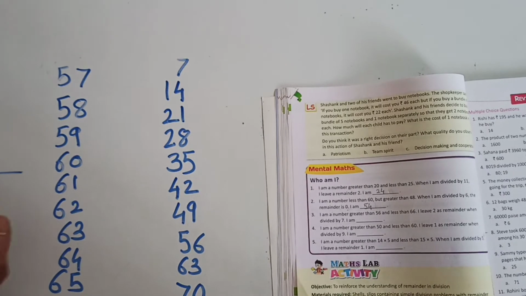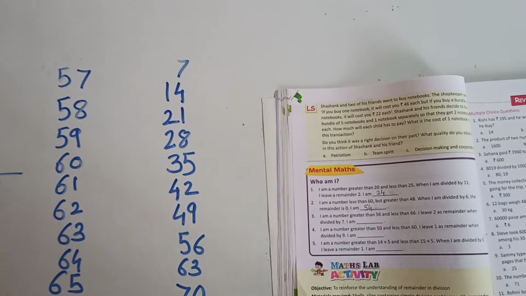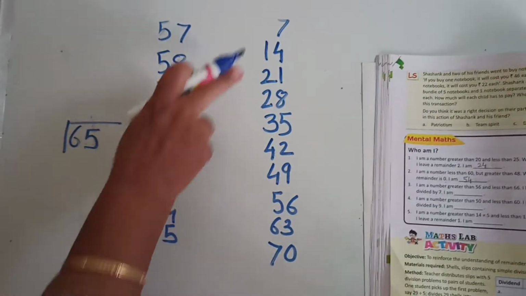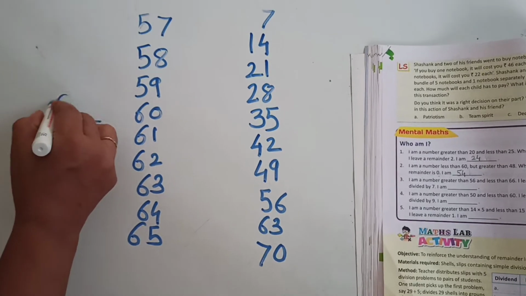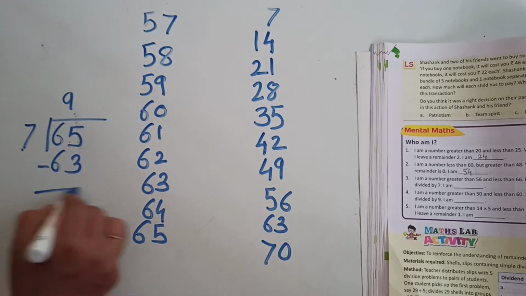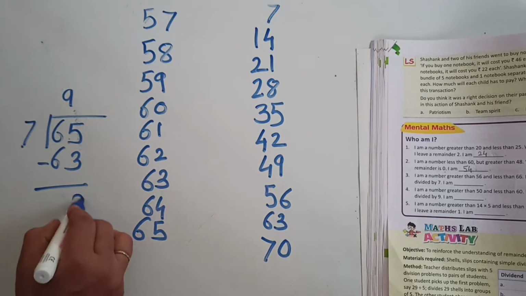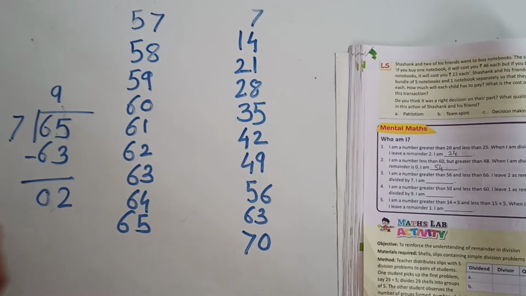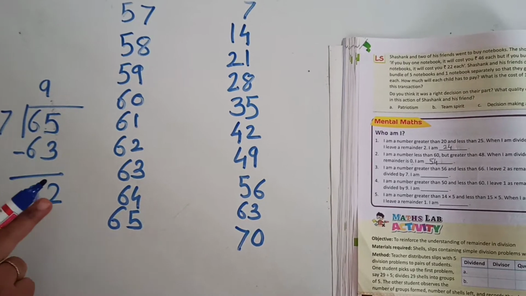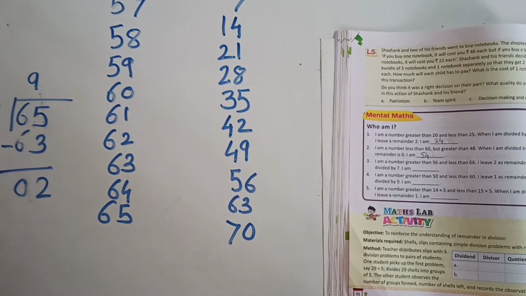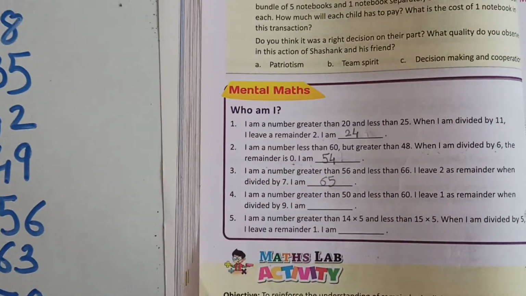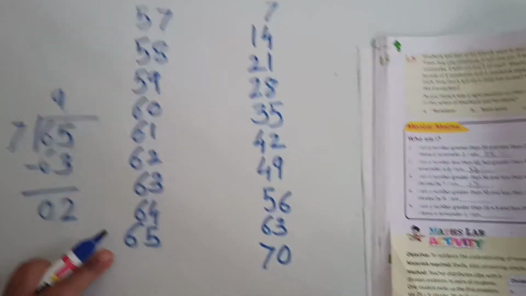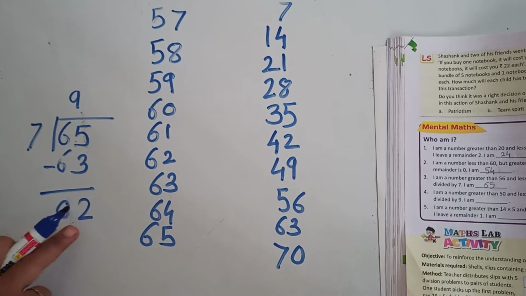Look here, when we take this 65 and divide by 7, 7 9s are 63, and here 5 minus 3 is 2, and 6 minus 6 is 0. So here the remainder is 2. So 65 will be the number here. Okay, here 65. Children, if we take another number here, then we get remainder 2.